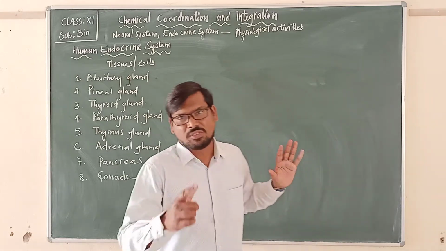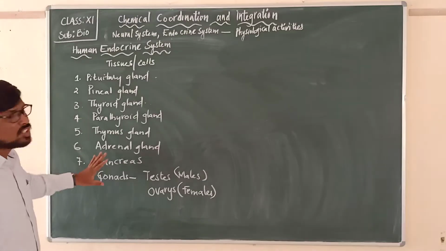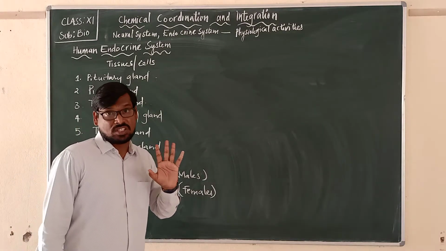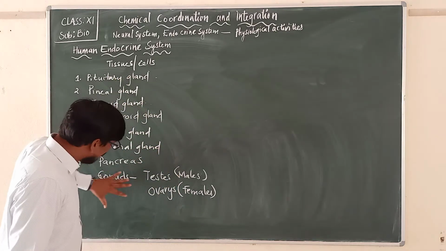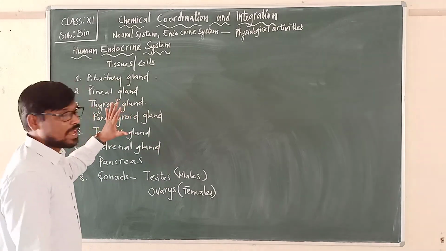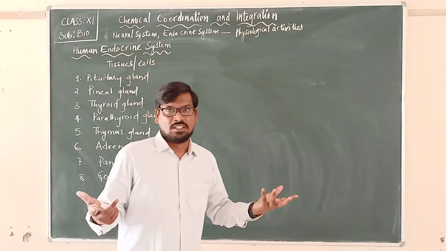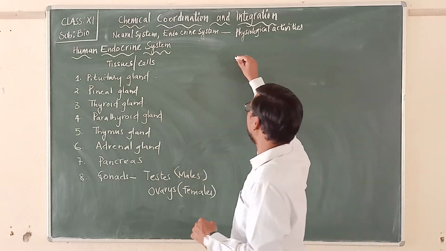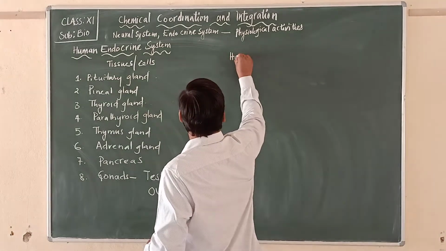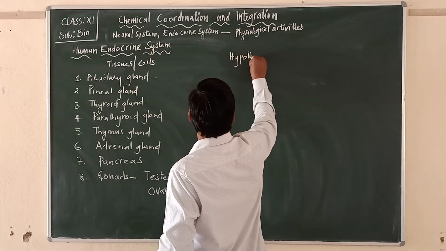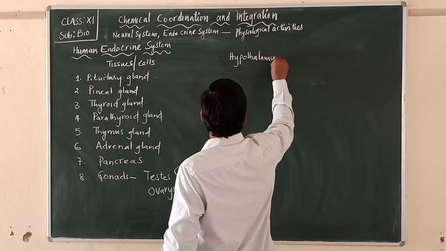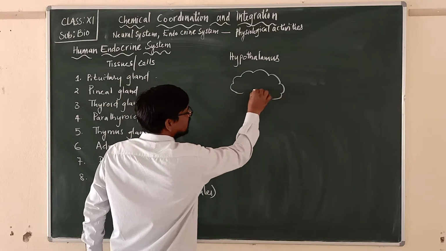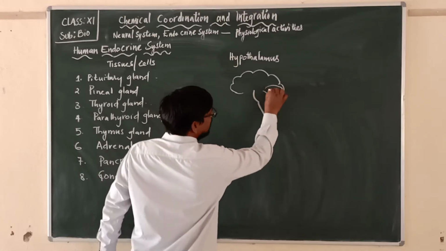However, we are going to understand about all these glands, and the most important part of this chapter is that all these glands are under the control of one region called as what? The hypothalamus. Hypothalamus is a region that is present in what now? It is present in the brain.